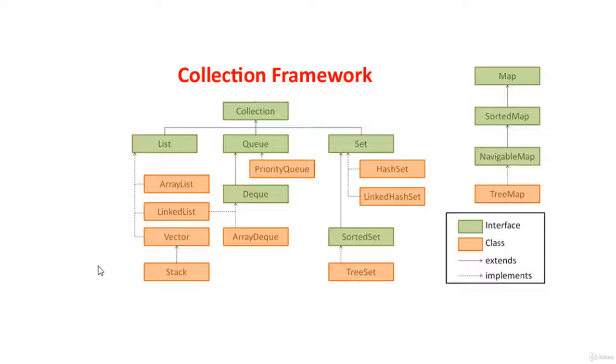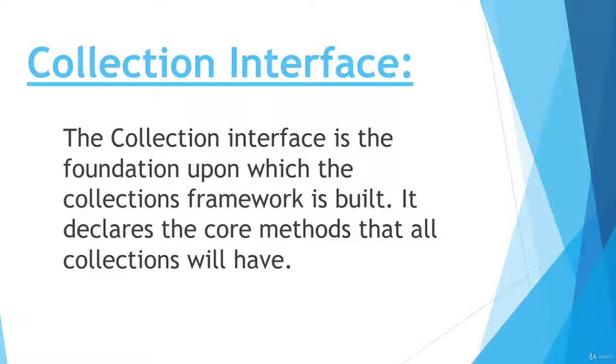So in this video, we will discuss the collection interface, what a collection interface is and what methods are present in the collection interface. So first of all, what is the collection interface? The collection interface is the foundation upon which the collection framework is built. It declares the core methods that all collections will have. Now we know that the collection interface is present on the top of the hierarchy. There are some methods that are declared in this interface, and these methods are present in all the collections of the hierarchy. These are some common methods that all the collections must have.